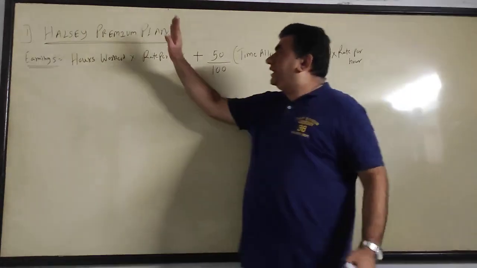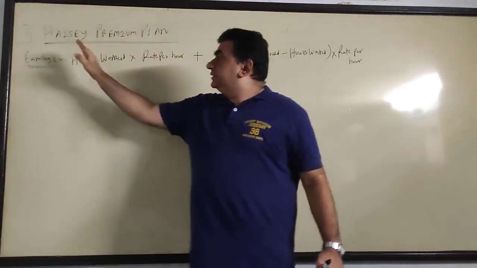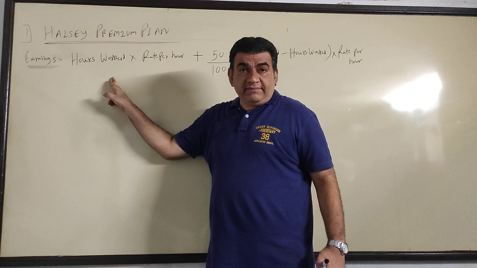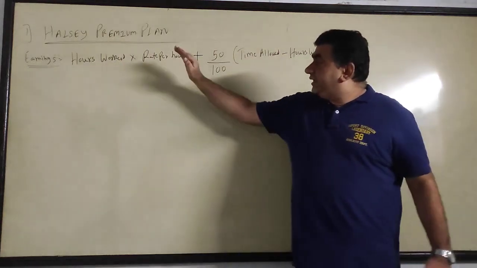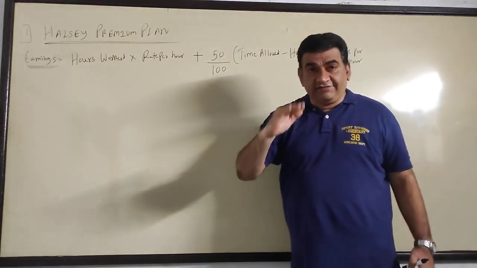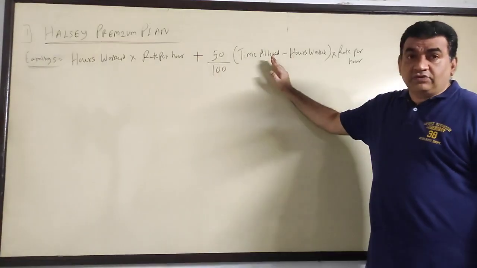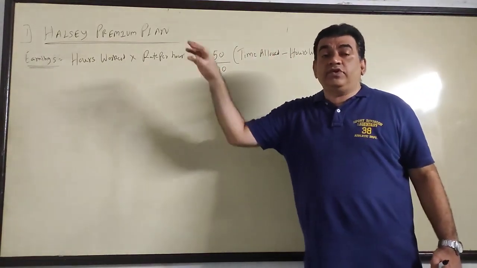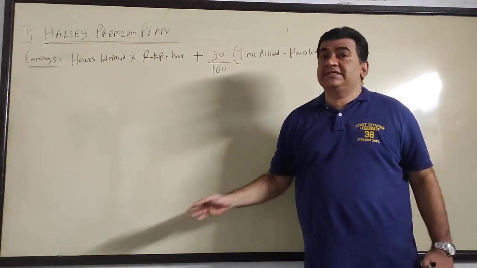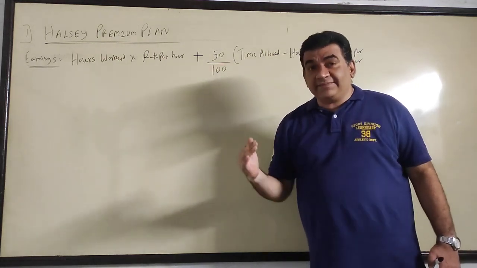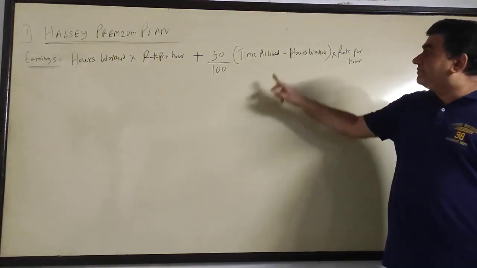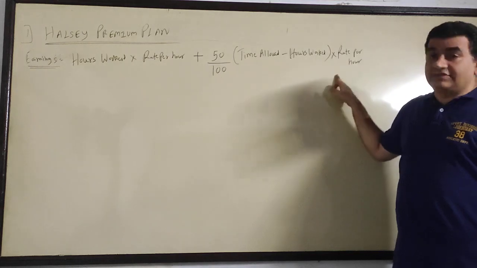So, under the Halsey premium plan, the earnings of the worker, or you can say cost to us, will be the normal payment, hours worked into the rate per hour, plus 50 upon 100, that is half, brackets, time allowed. What you have given him is the allocation that you have to do the work in so many hours. Now if he does the work in the same time, there is no bonus. But if he does the work in a lesser time, he will be given bonus. So time saved is nothing but time allowed minus hours worked.